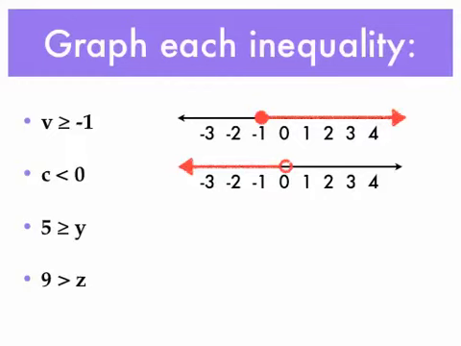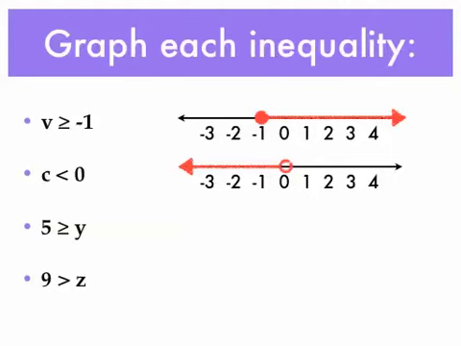If you look at the next two examples, it says 5 is greater than or equal to y. Sometimes it's really hard to read how you should graph this when your variable isn't written on the left side of your inequality.